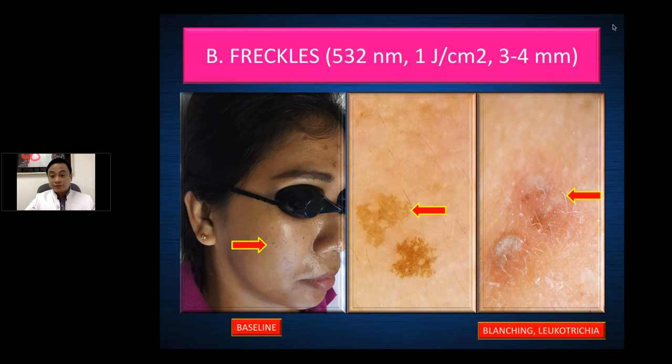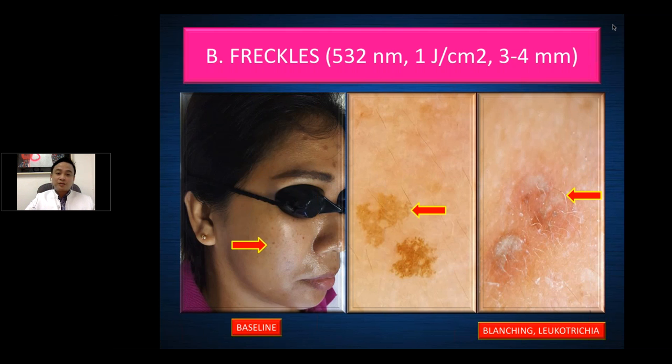We see a reticulate brown asymmetric pigmented macule. And immediately after the procedure, we see blanching and leukotrichia. So that means we have successfully delivered the proper fluence in this case.